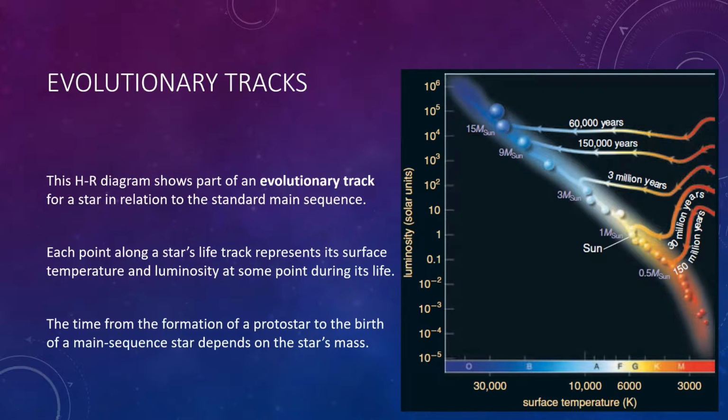So we're going to look at how these evolutionary tracks vary and what causes these variations, and so on and so forth. So that's the purpose of this lecture. We're finding out what happens just before we get an actual star.